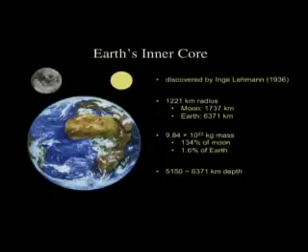The Earth's inner core was discovered by a female Danish seismologist, Inge Lehmann, in 1936. So here is a comparison of the size of the Earth, the Moon, and the inner core. So you can see that the inner core is pretty small. In terms of its radius, it's about 1,200 kilometers. In comparison, the Moon's radius is about 1,700, so it's a little bit smaller. Earth's radius is more than 6,000 kilometers.